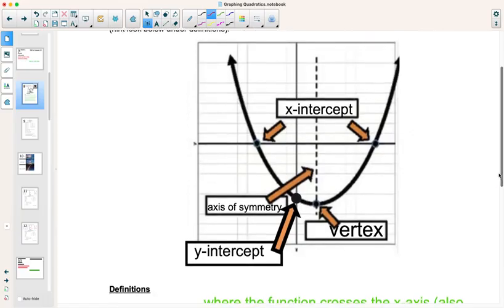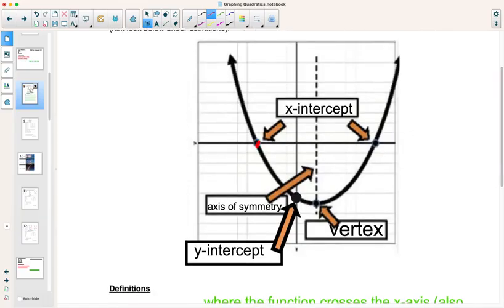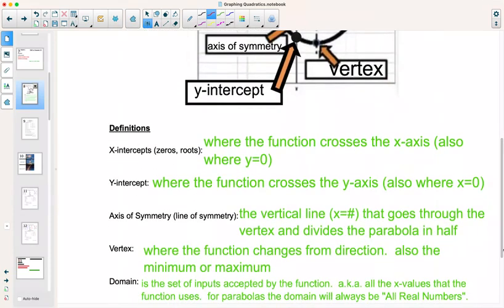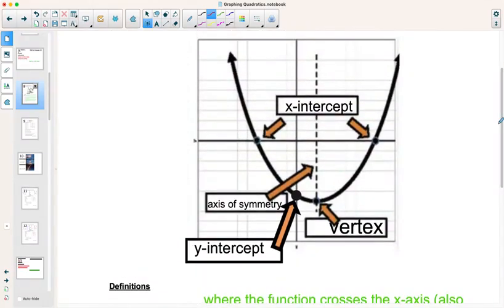So we talked about these already. The x-intercept. We defined them down here. So here we go. X-intercepts are also called zeros and roots, just so you know. It's where the function crosses the x-axis, also where y equals 0. Okay, that's these points here. Right there, right there. Also, these points are points where y happens to equal 0.